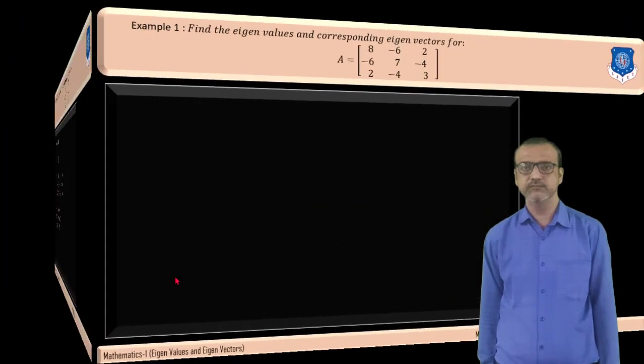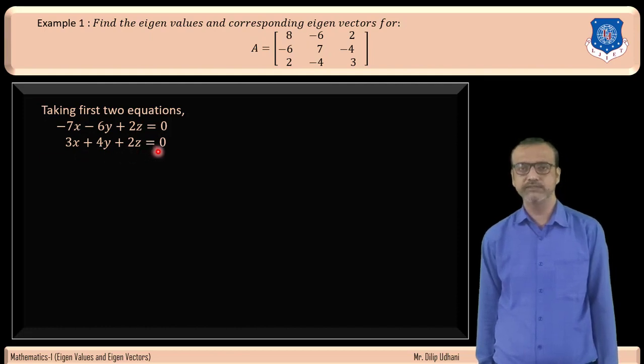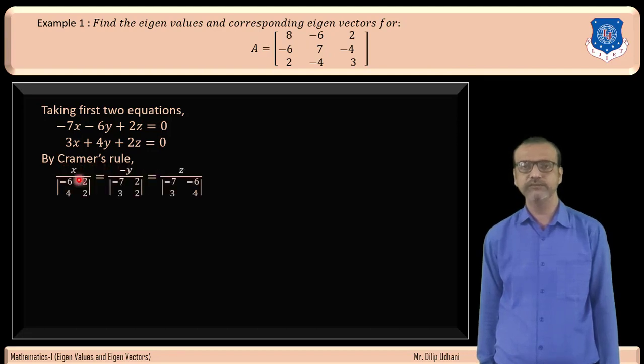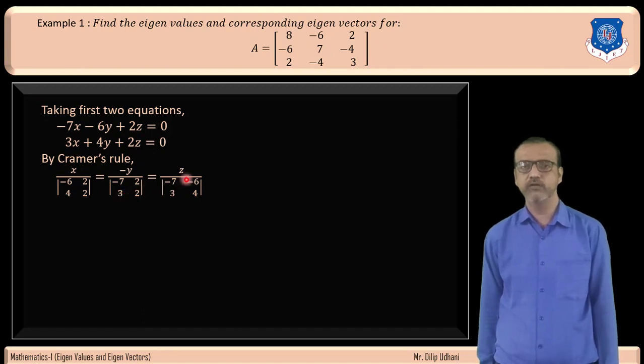Taking the first two equations, minus 7x minus 6y plus 2z equals 0, 3x plus 4y plus 2z equals 0. Now we have to solve this system of equations and we will apply Cramer's rule. So we have x upon the determinant made by the coefficients of y and z, that is minus 6, 2, 4, 2. Then after, minus y divided by the determinant made by the coefficients of x and z, that is minus 7, 2, 3, 2, and that is equal to z upon the determinant made by the coefficients of x and y, that is minus 7, minus 6, 3, 4.